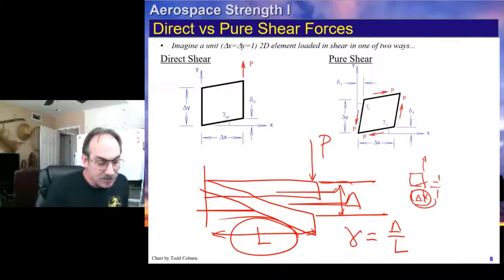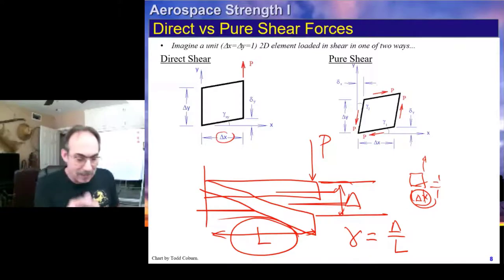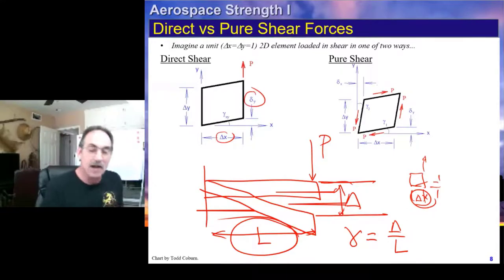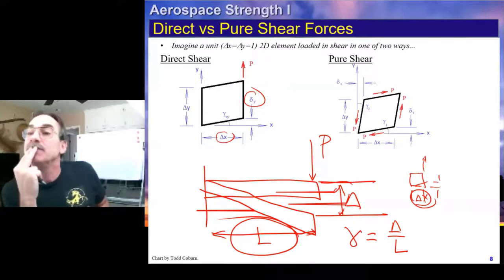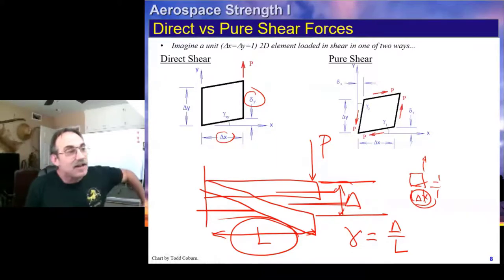But you'll notice I used a different symbol. I used delta to say that this is just a length, but it's an incremental length. And this delta to say it's a deflection. Got it? Okay. So that is direct shear.